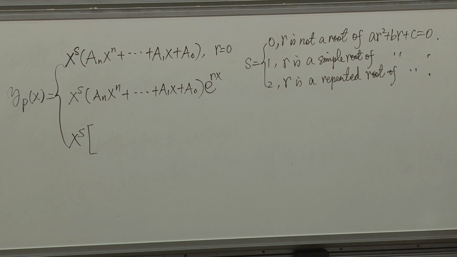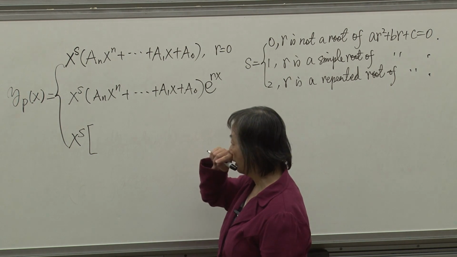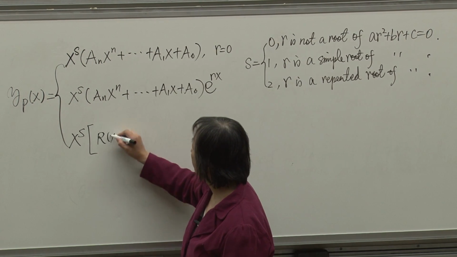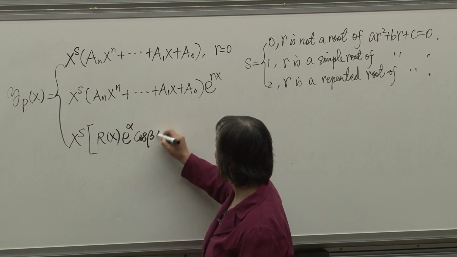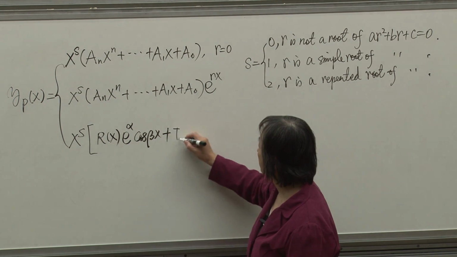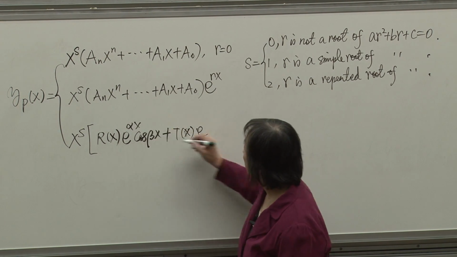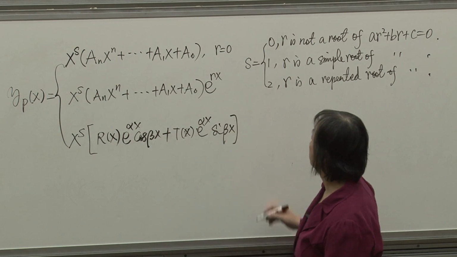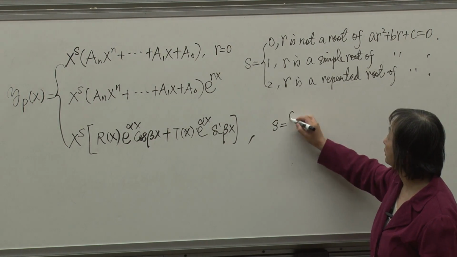The last case, we still need a factor x to the s multiplied by the following quantity. We have a polynomial R of x times e to the alpha x cosine of beta x, plus another polynomial denoted by capital T of x multiplied by e to the alpha x sine of beta x. Here, s takes possibly two values.